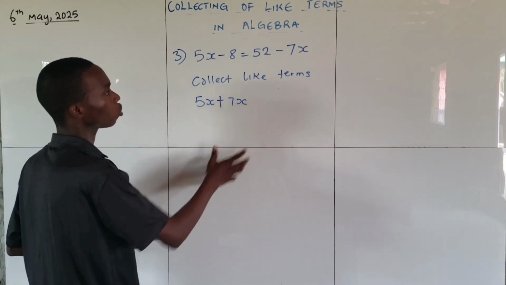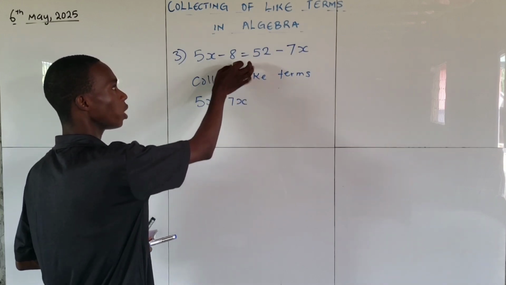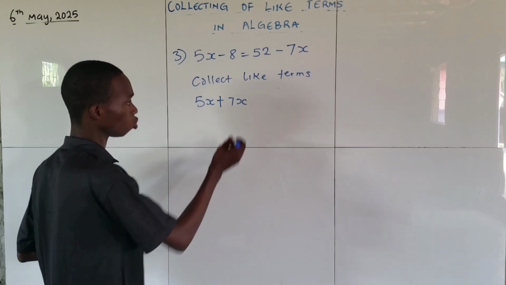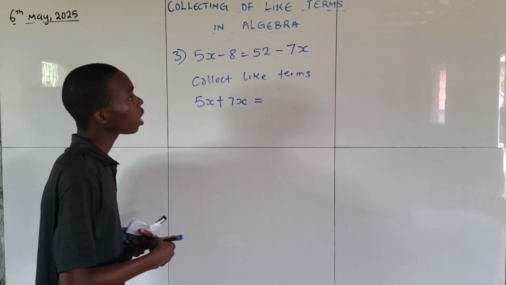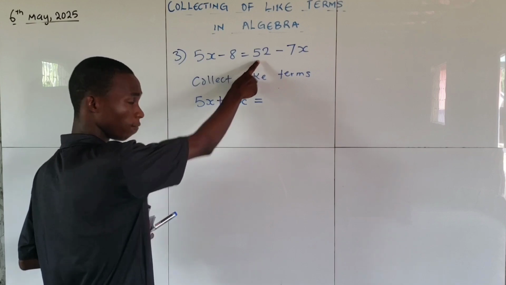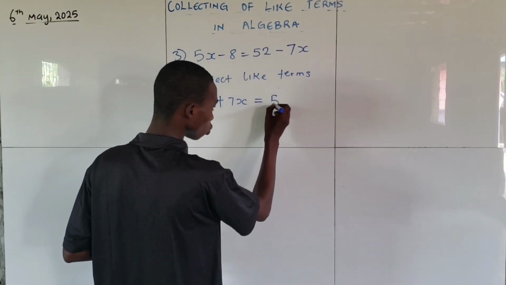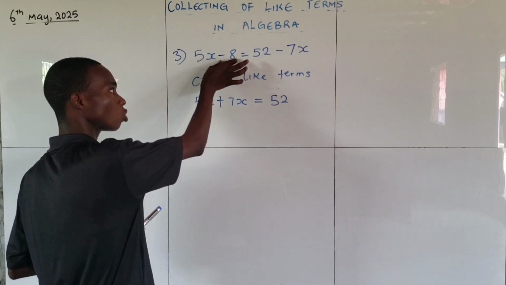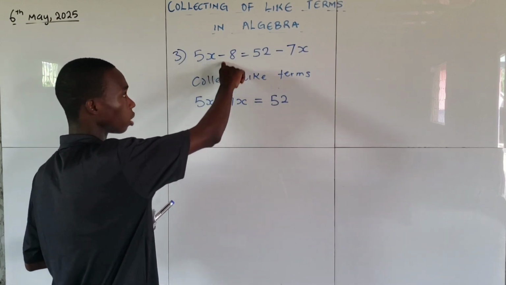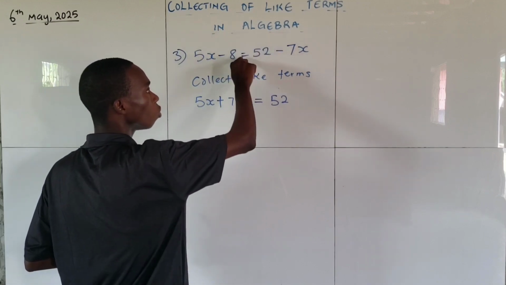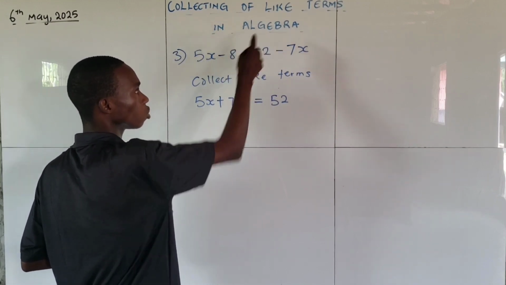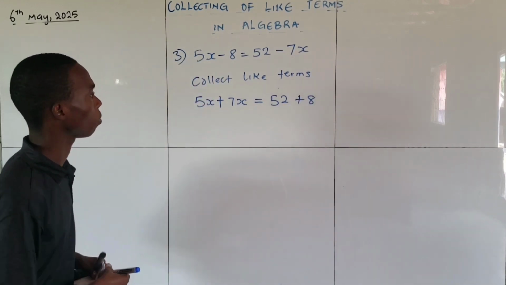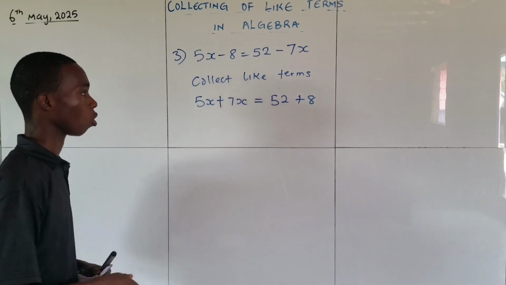So now, let's continue. After this, do we have any other coefficient here? No, we don't have any other coefficient. So what we need to do is put our equal to sign. And after the equal to sign, what are we seeing here? 52. And then this minus 8 is also a constant. So this minus 8 will cross over. If this minus 8 is crossing over, it will become plus 8. So we are done with collecting like terms.